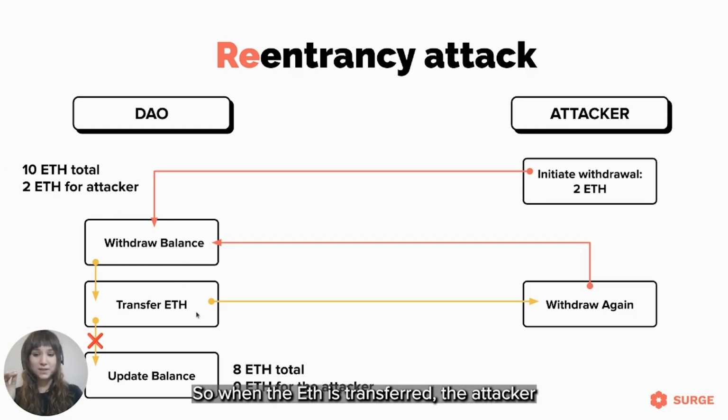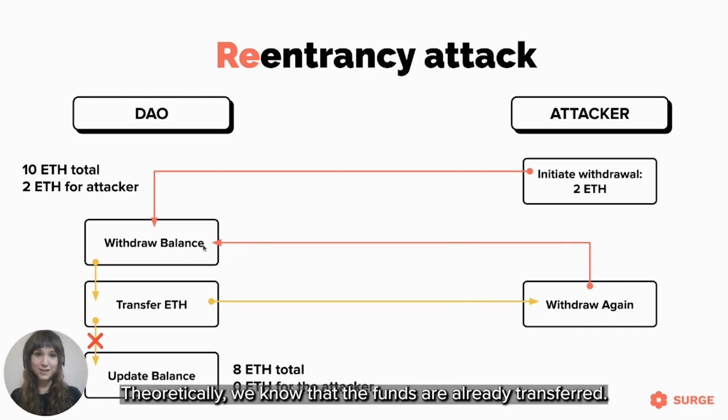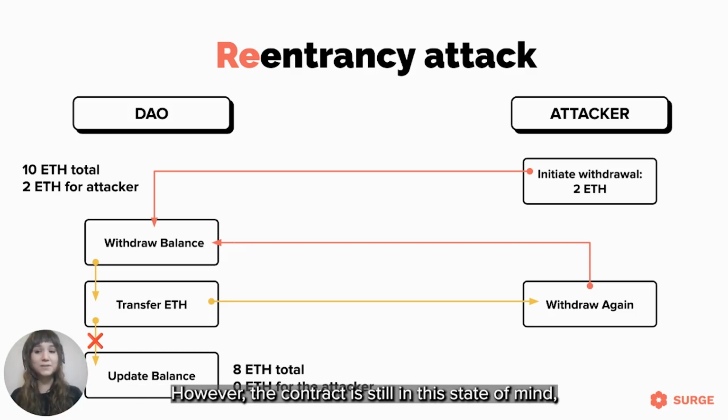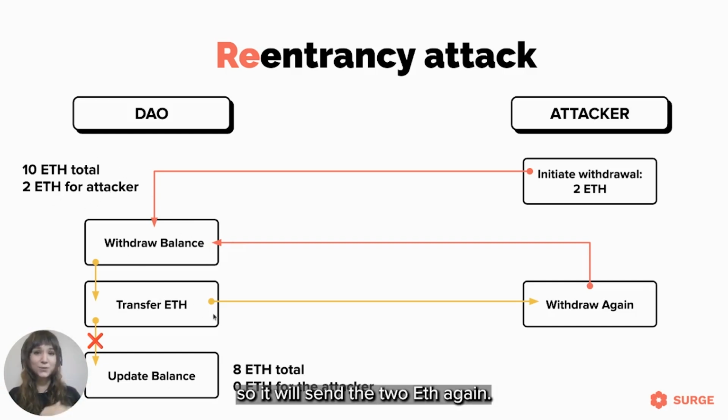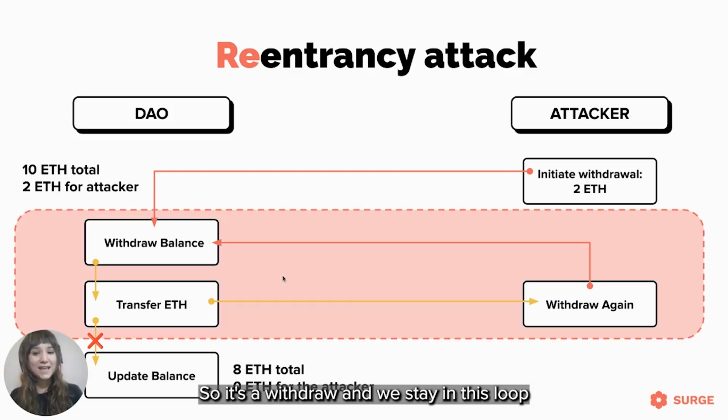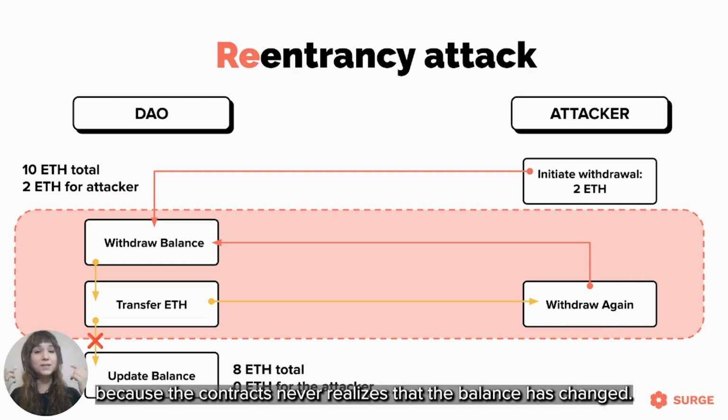So when the ETH is transferred, the attacker triggers the withdrawal again to the same balance, theoretically. We know that the funds are already transferred. However, the contract is still in this state of mind, so it will send the 2 ETH again. The attacker is attacking again, so it's a withdrawal. And we stay in this loop until the entire treasury of the DAO is drained, because the contract never realizes that the balance has changed.